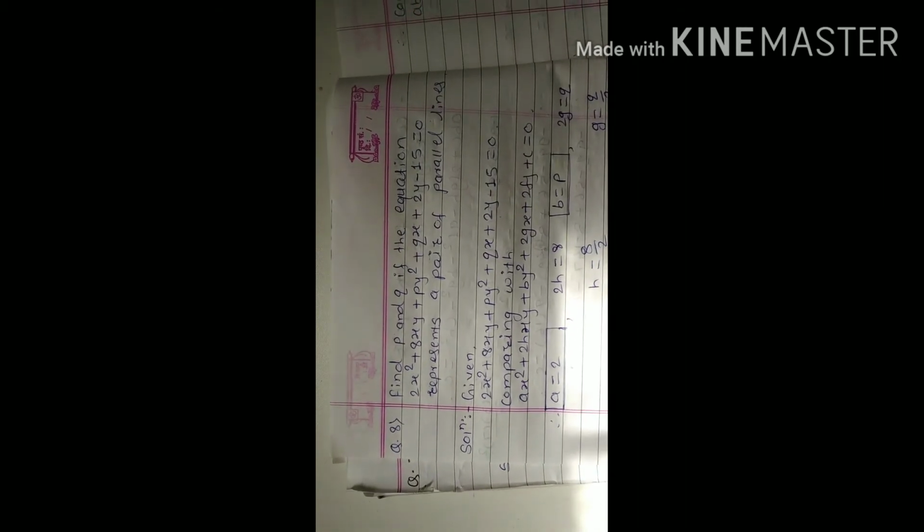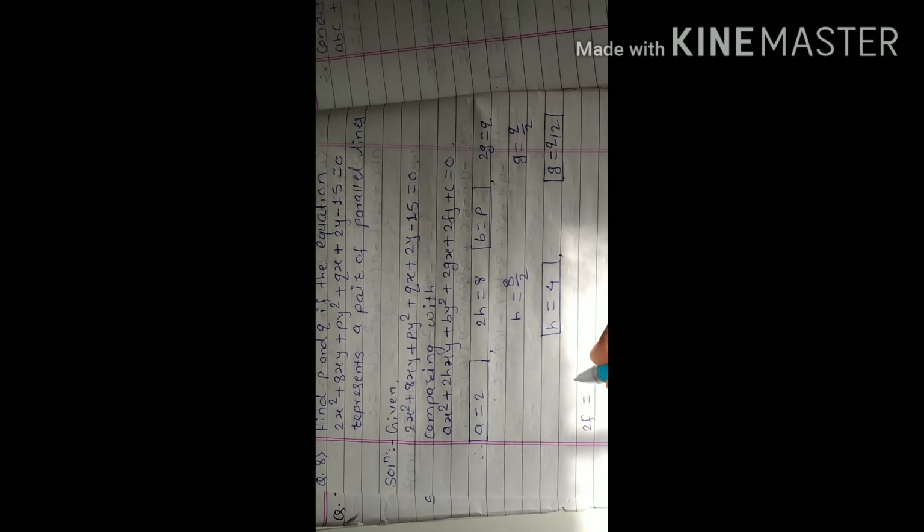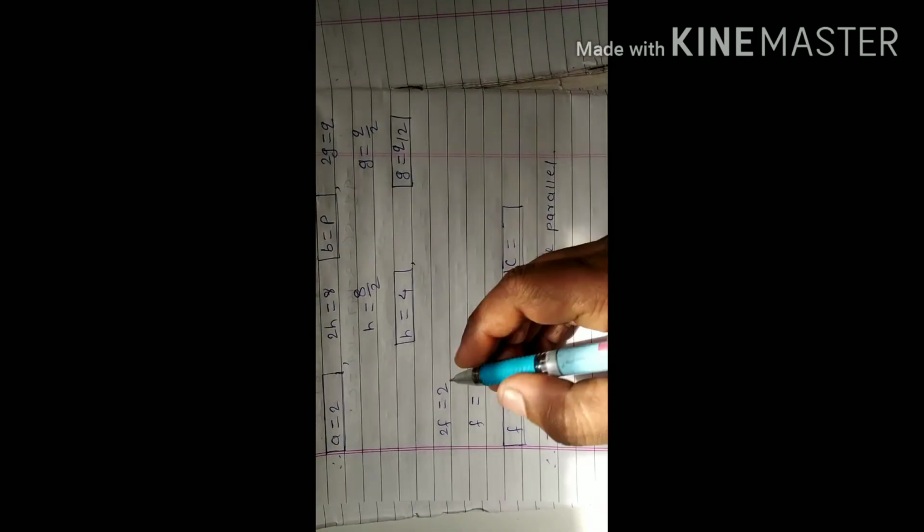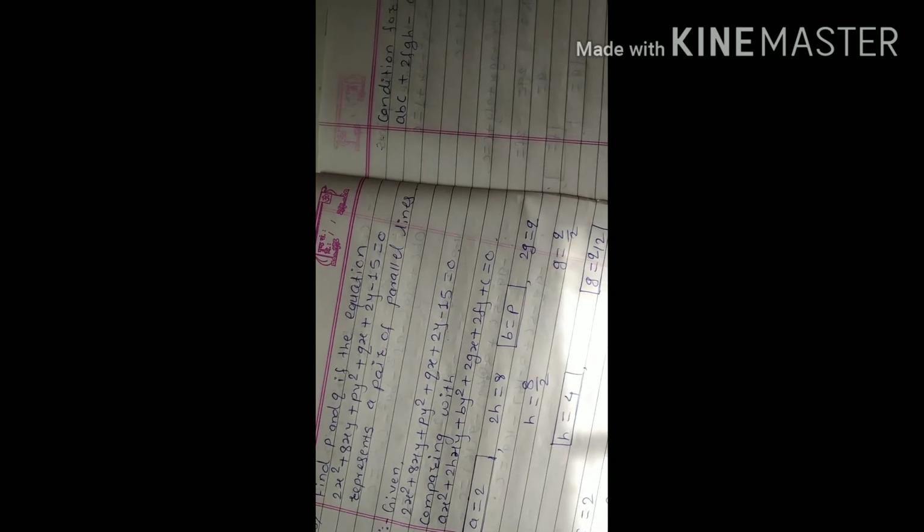Then value of 2f is equal to coefficient of y, that is 2. Value of 2f is 2. Then f is equal to 2 divided by 2. We get value of f is 1. And value of c, that is constant term, minus 15. The given lines are parallel. We know the condition of parallel lines.